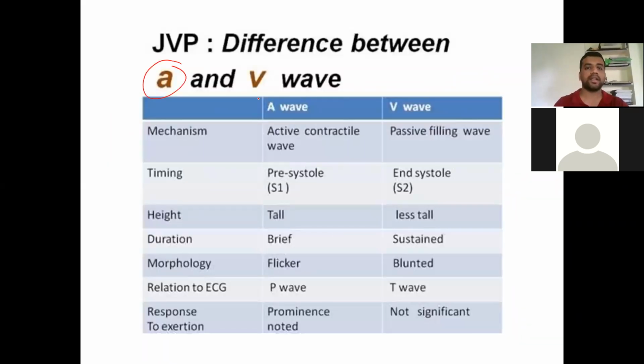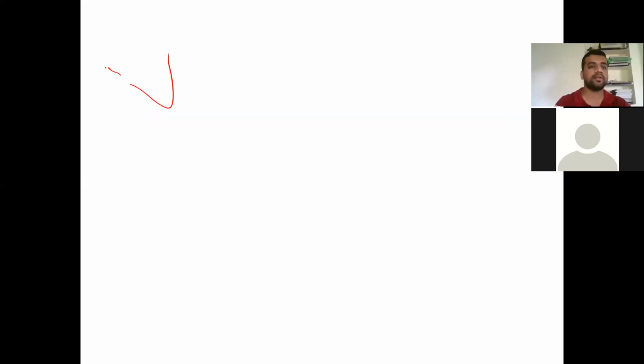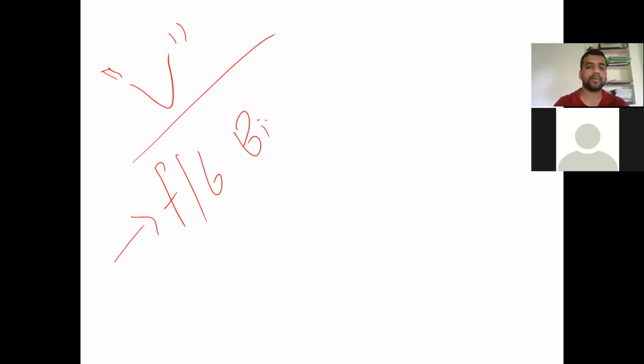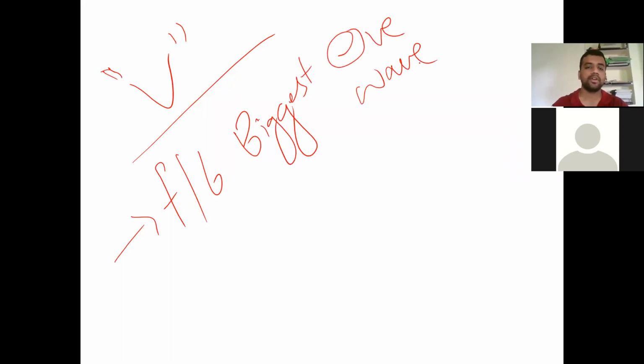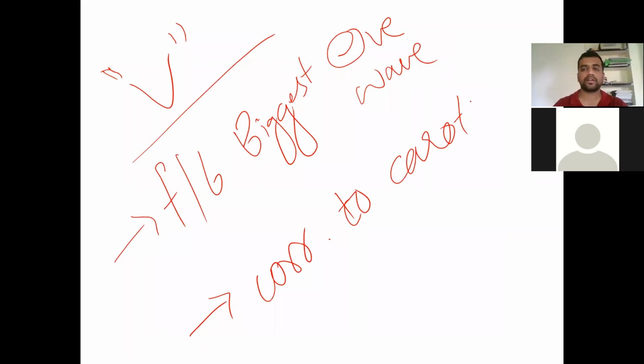So now, the difference between A wave and C wave. Yesterday I said the most important question they are going to ask is how do you identify a V wave? The identification of V wave is that it is followed by the biggest or most prominent negative wave. You have the X descent following the biggest negative wave, which corresponds to your carotid pulse. So this is the answer you are going to give.